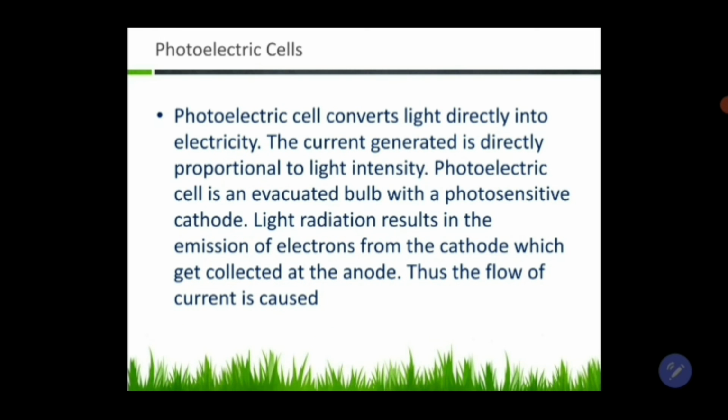Whereas in the photoelectric cell, it is directly measured. The photoelectric cell converts the light energy into electricity. The current generated is directly proportional to light intensity. The photoelectric cell is an evacuated bulb with a photosensitive cathode. Light radiation results in the emission of electrons from the cathode, which get collected at the anode. Thus the flow of current is caused.